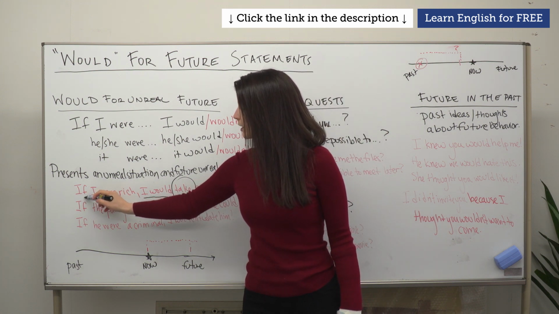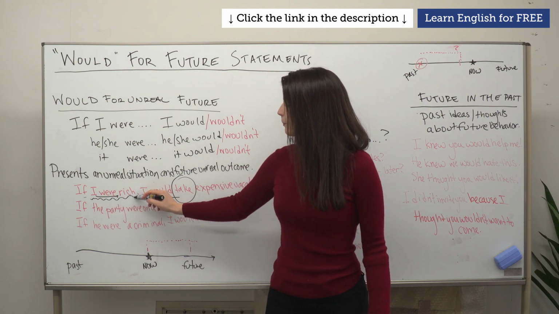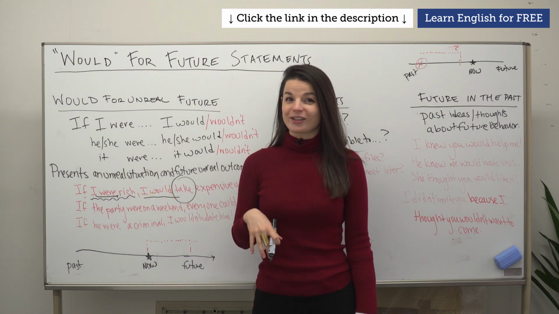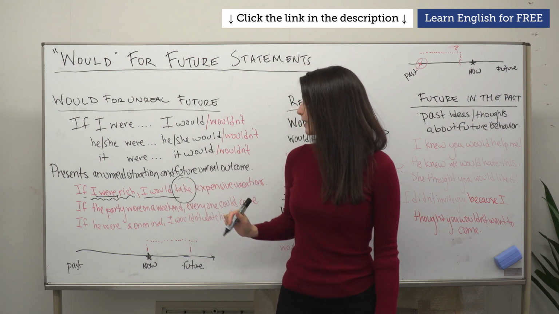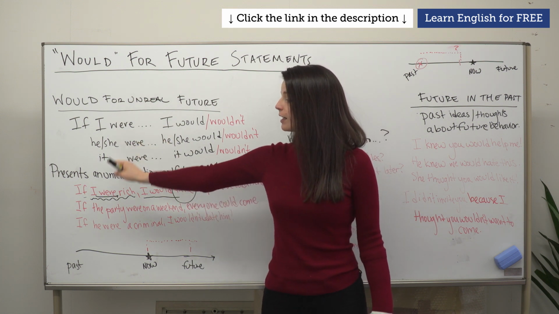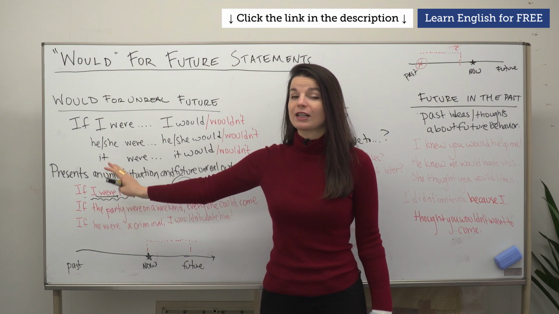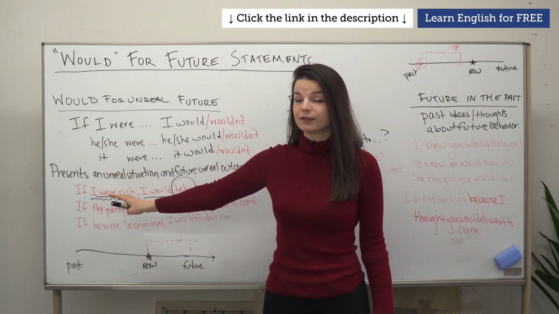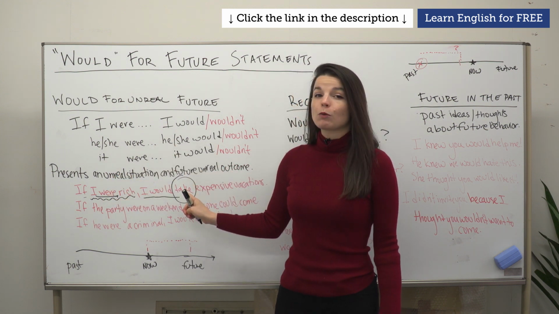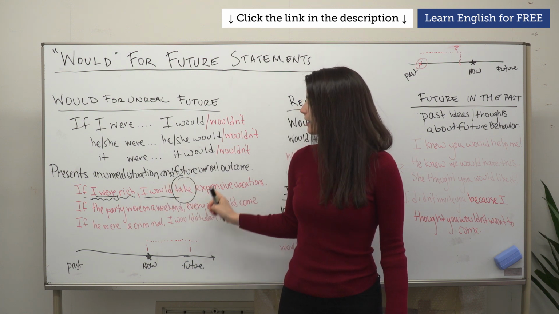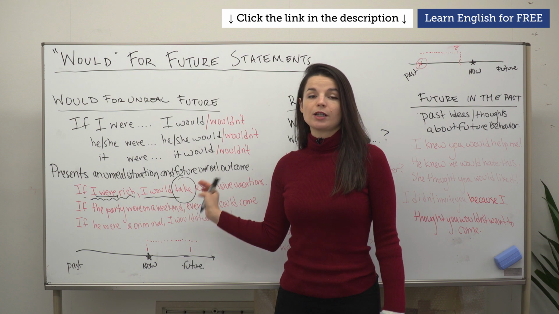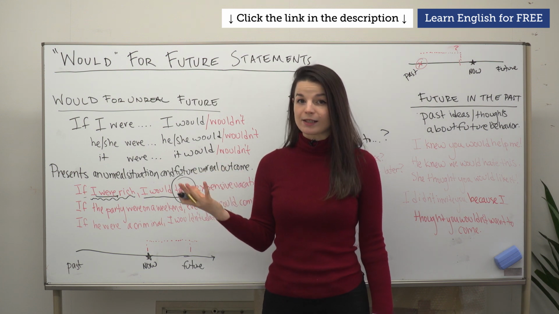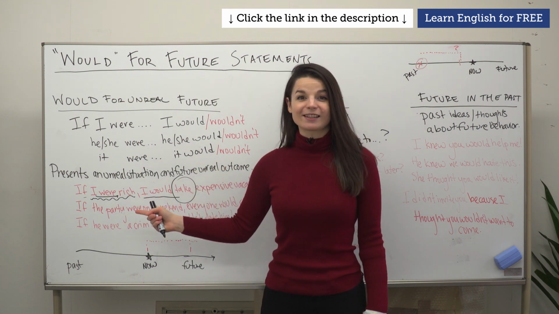This sentence shows us if I were rich. This part shows us I am not rich now. But if I were rich, I would take expensive vacations. So meaning this situation is not real. It's unreal. But if it were real, this is the outcome. So unreal situation, but we're just discussing possibility here. Let's look at the next sentence then.